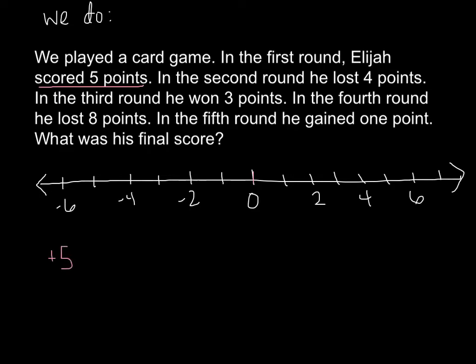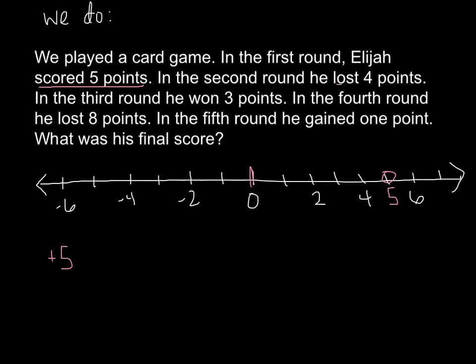And it always starts at 0. He didn't have any points to start the game. So he moves 1, 2, 3, 4, 5 positive points. So he is right here at positive 5. Now we'll go to the second round.